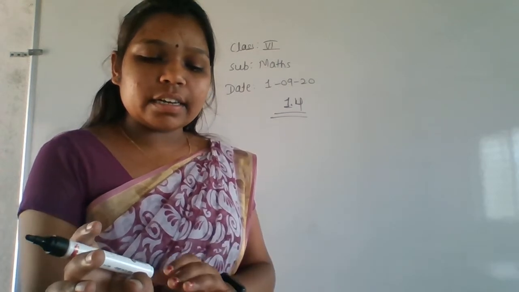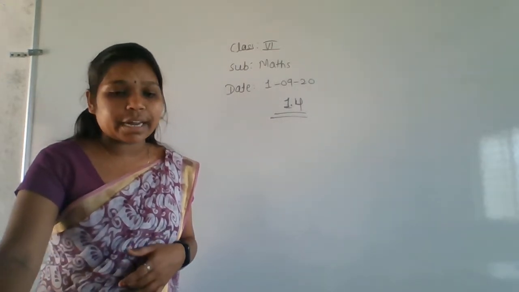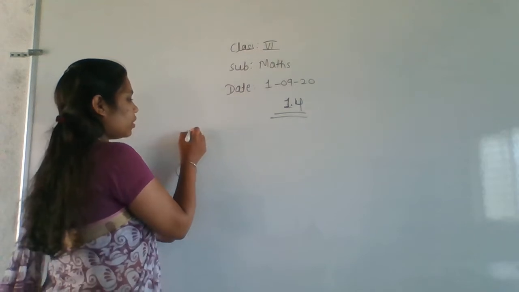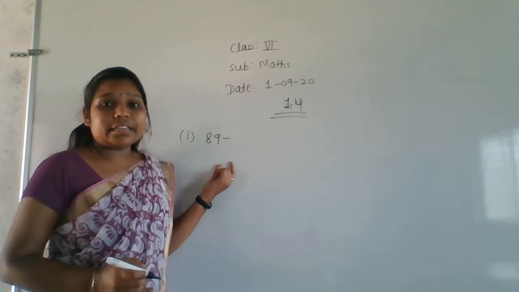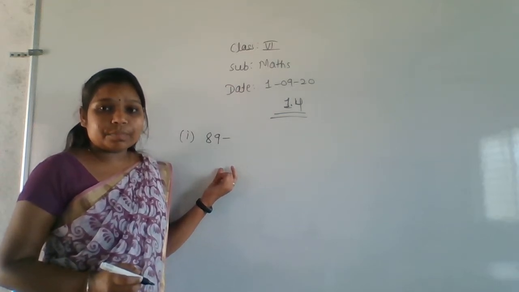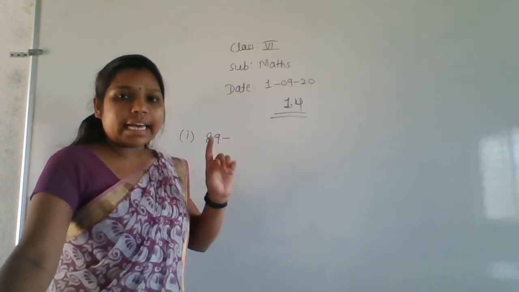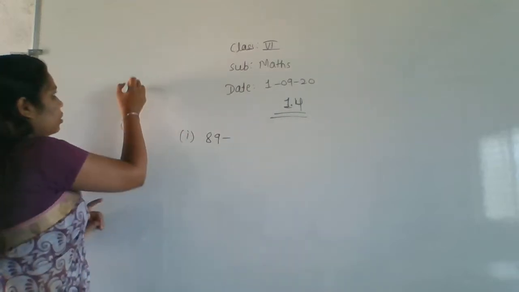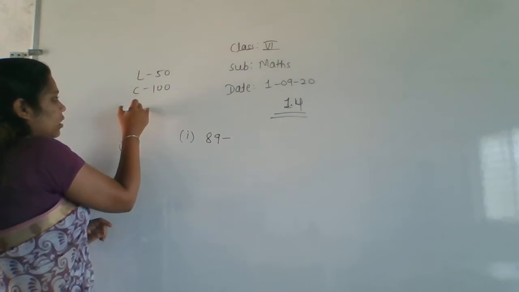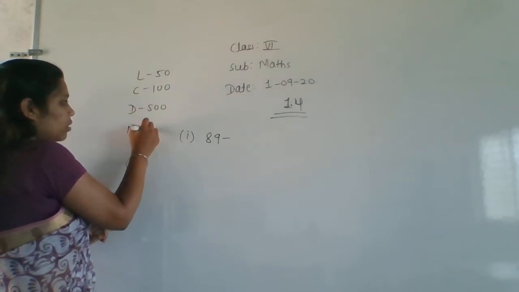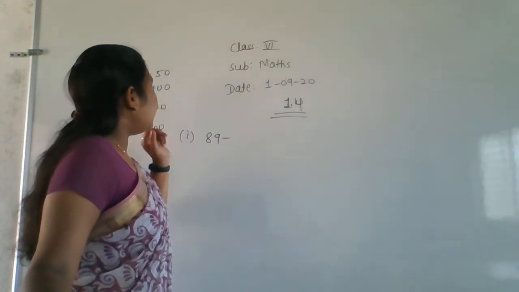Okay, they have given some numbers here. You have to write them in Roman numbers. First one, what is given? 89. How to write this 89 number? For 80, what is the value? L is for 50, right? So here L means 50, C means 100, D means 500, M means 1000. You should know these values. So L is 50.